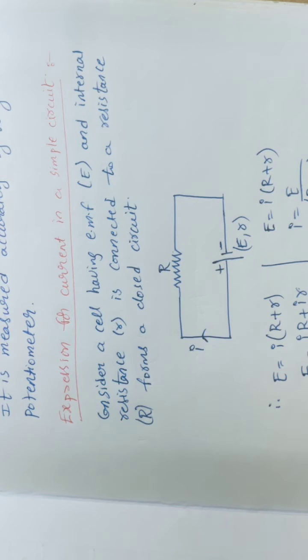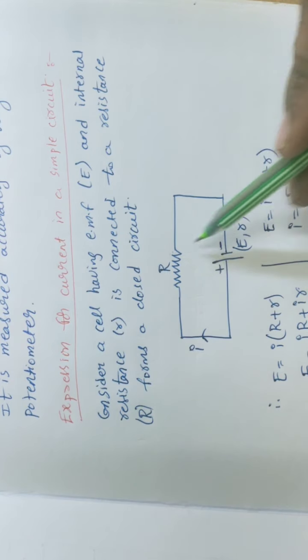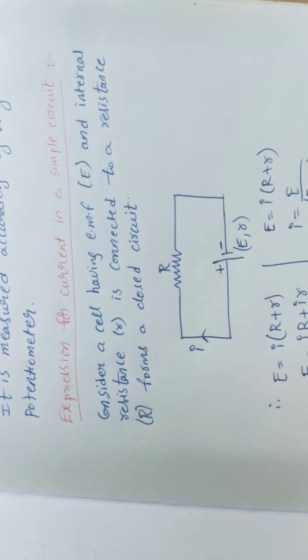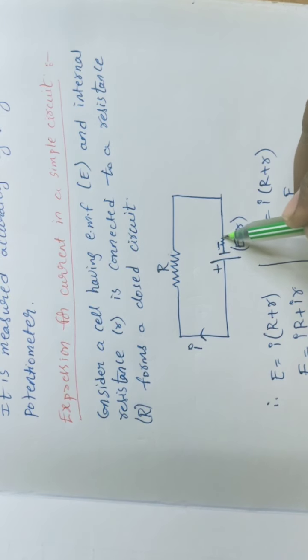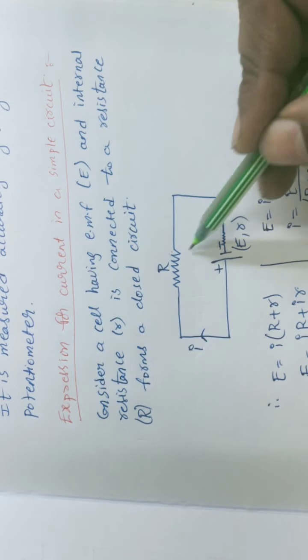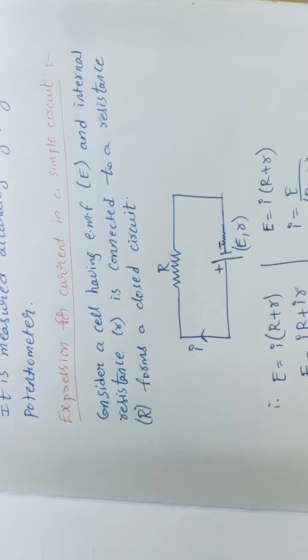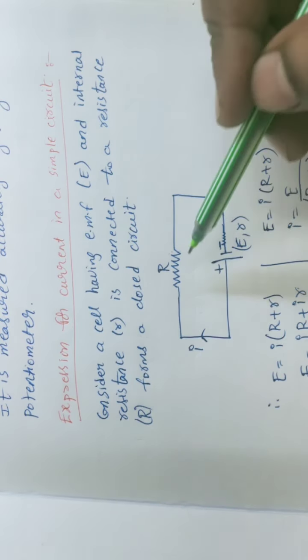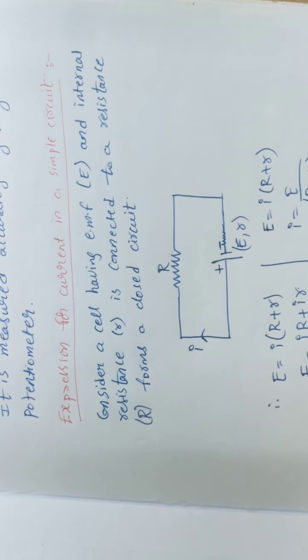In this diagram, capital R and small r are in which combination? Series combination. If required you can represent this as internal resistance small r. Both are connected end to end. So capital R and small r are in series combination, meaning the effective resistance becomes R plus r. By Ohm's law, we have the relation E equals I into (R plus r).